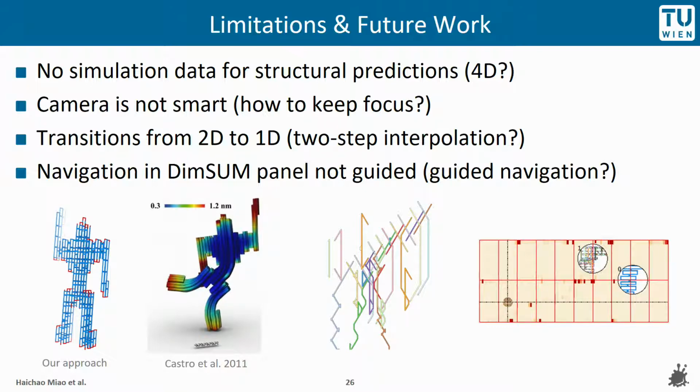Another thing is the 2D to 1D transition is very cluttered. That means we do this linear interpolation of the positions, but a lot of things happen at the same time, so they have difficulties following what's going on. So we thought maybe a two-step interpolation, where we first straighten the DNA strands and then we do the transition and the rotation.